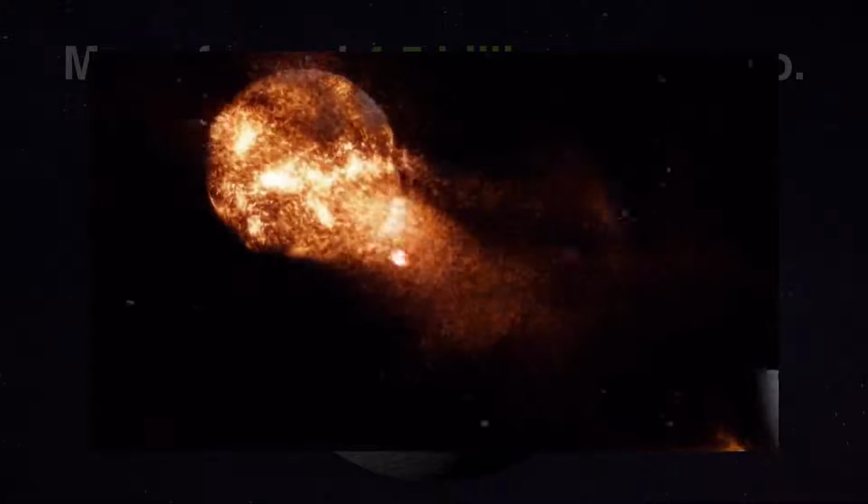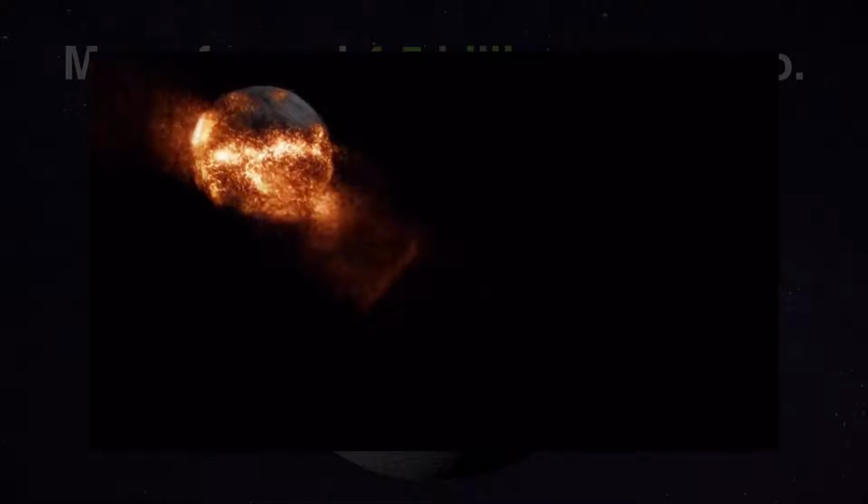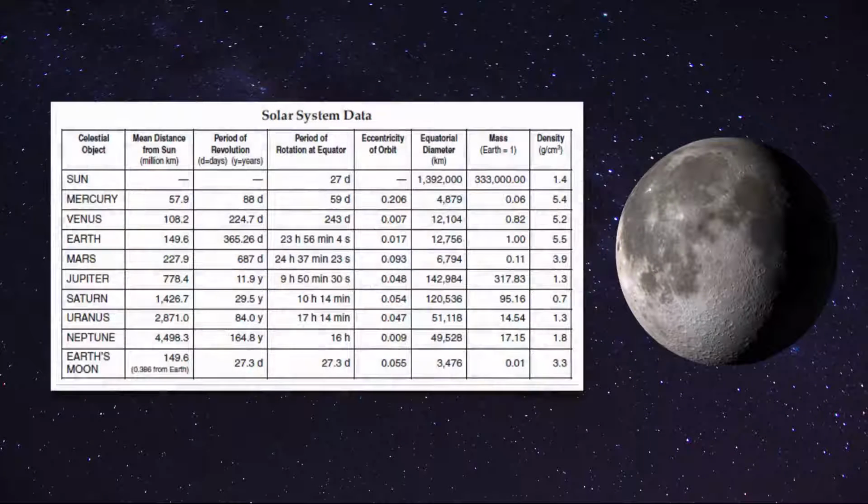Even more important, the rocks on the moon match rocks from the Earth, showing a very similar inner system that forms rocks. So that's the theory that explains the formation of the moon.